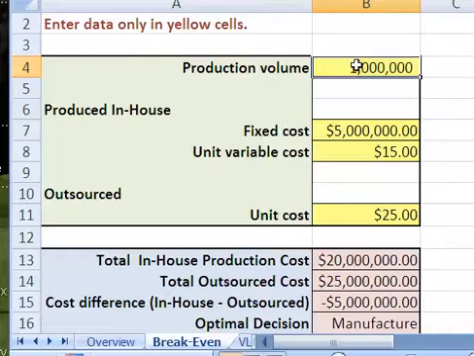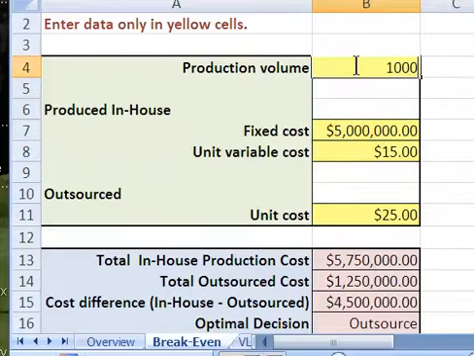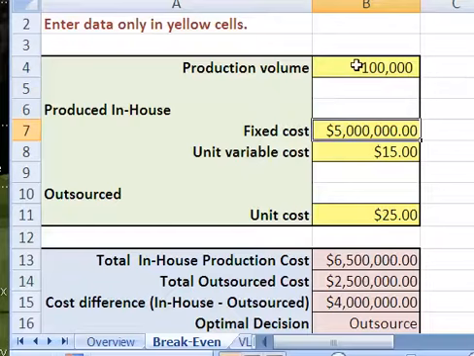Now, the nice thing about a template like this is that I can change the volume and see at what point is it better to outsource. So if I'm only producing 50,000 units, it's a lot cheaper to outsource them. If I'm producing 100,000 units, that's cheaper to outsource. So it gives you some idea. You can change it and see when the optimal volume is.